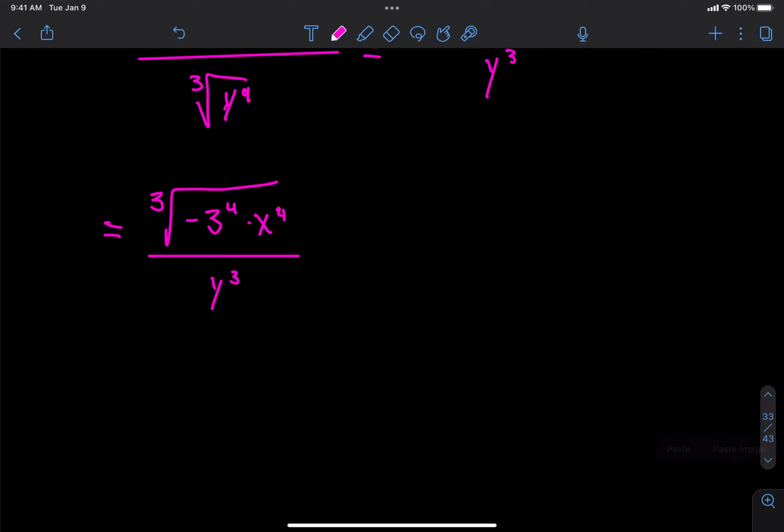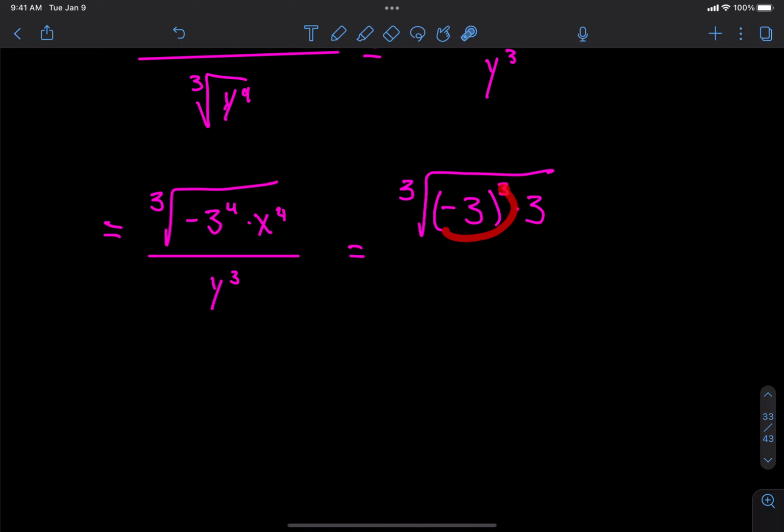Okay, and now I can rewrite this as the cube root of negative 3. I'm going to put the negative inside and then cube that and then multiply by 3, right? Because what would happen here? Negative 3 cubed, I would get negative 3 times negative 3, which is 9, times negative 3 one more time, which would be negative 27, right? And then if I multiply negative 27 times 3, I would get negative 81, right? Okay, times x cubed times x. Now what can come out?